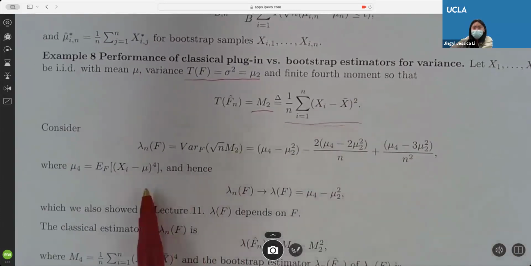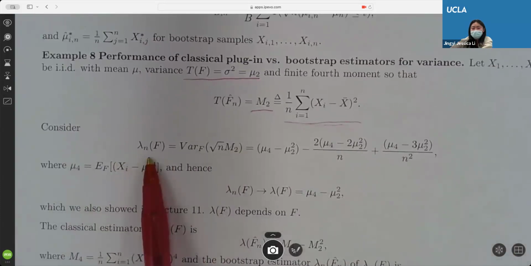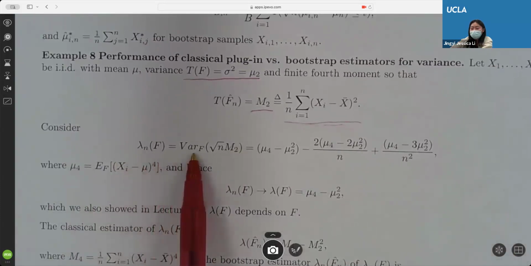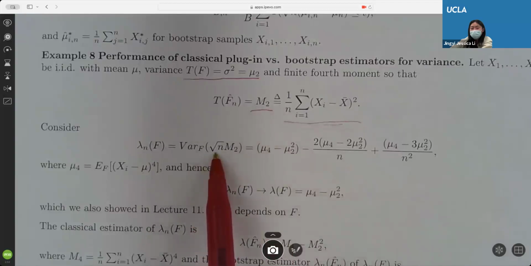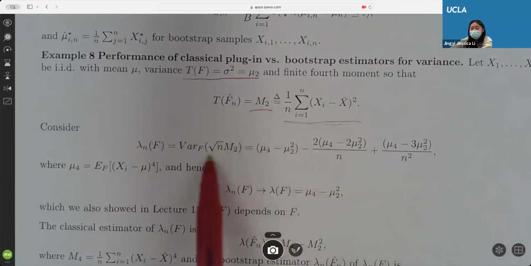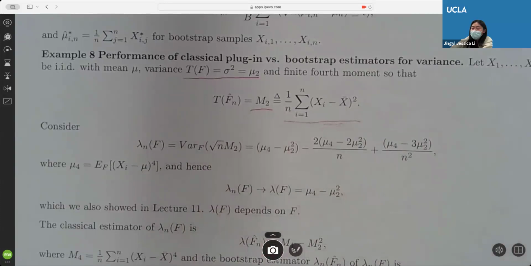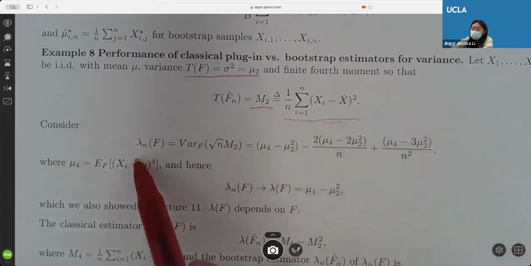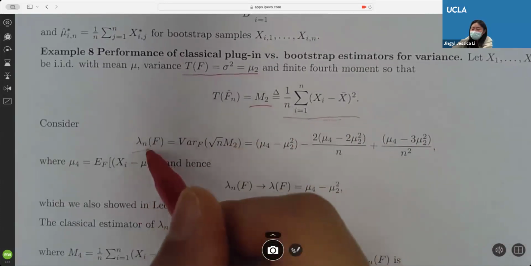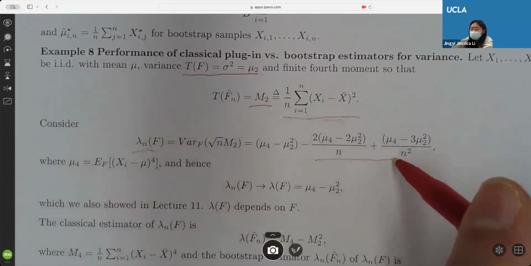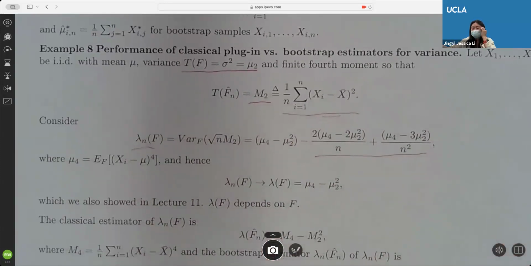All right, then the performance measure, we define that to be the variance of the estimator scale inflated multiplied by root n. So we stabilize the variance. And we can show that the exact variance or performance measure is this. It involves n, since our sample estimator depends on n. But here mu4 is the population fourth moment, mu2 is the population second moment.